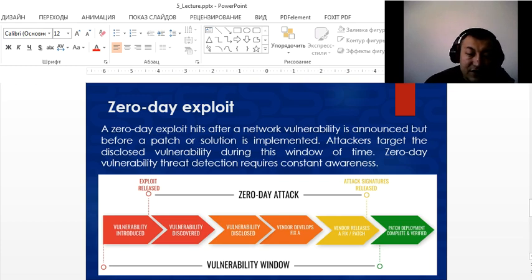A zero-day attack happens when that flaw is exploited and attackers release malware before the developer has an opportunity to create a patch to fix the vulnerability, hence zero day.